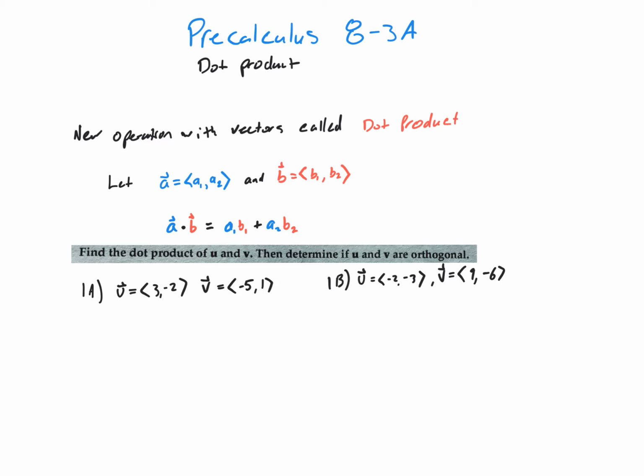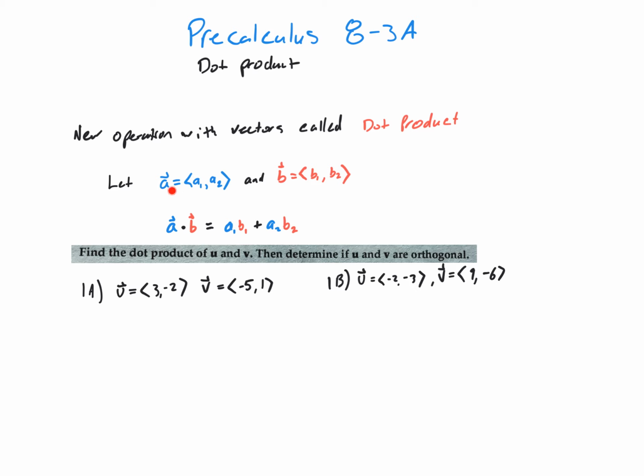What is up, pre-calc? This is lesson 8.3. We're just doing the first part of it, so I'm calling it 8.3a, and we're just talking about dot products today. Dot product is a new type of operation that we use with vectors. Since we don't have normal multiplication, we have what we call a dot product. And the dot product is defined like this.